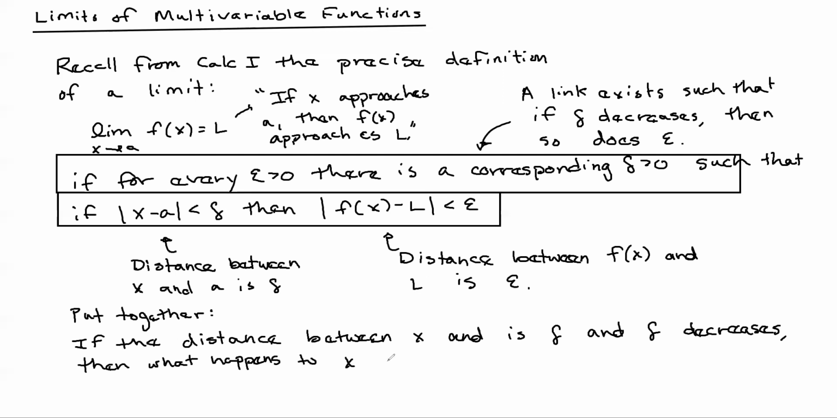To x and a, right? So think about that. If the distance between x and a is delta, and just to be clear here, absolute values are a classic way of measuring distance. That's why there's absolute values in the definition. If the distance between x and a is delta and delta decreases, then what happens to x and a? Well, if the distance between them gets smaller, then they have to get closer together.